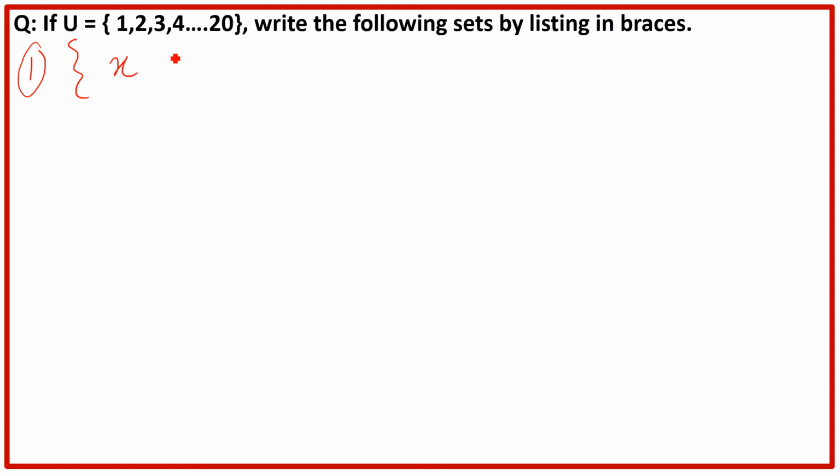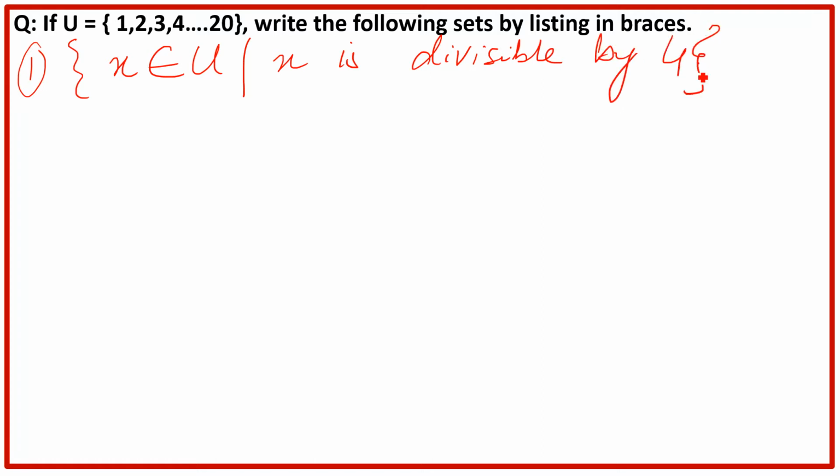So the question is, suppose x belongs to U such that x is divisible by 4. And this is called the set builder notation. How do we know that it is the set builder notation? Always you will see that x or whatever belongs to a set such that, this line represents "such that", where x is divisible by 4, and we have to write it in the form of listing in braces.